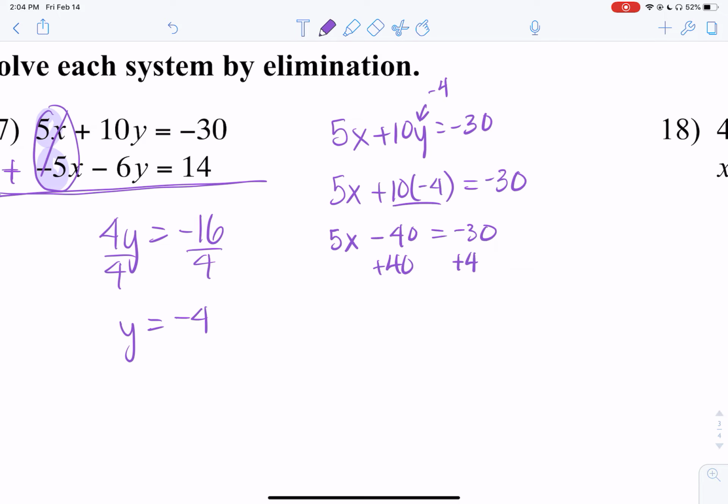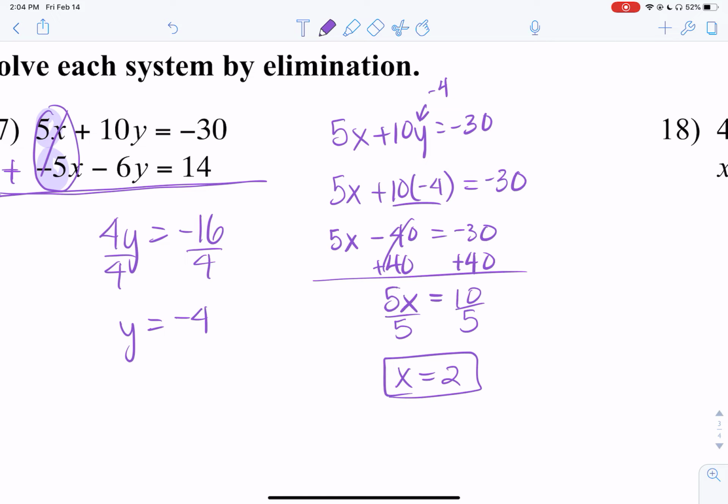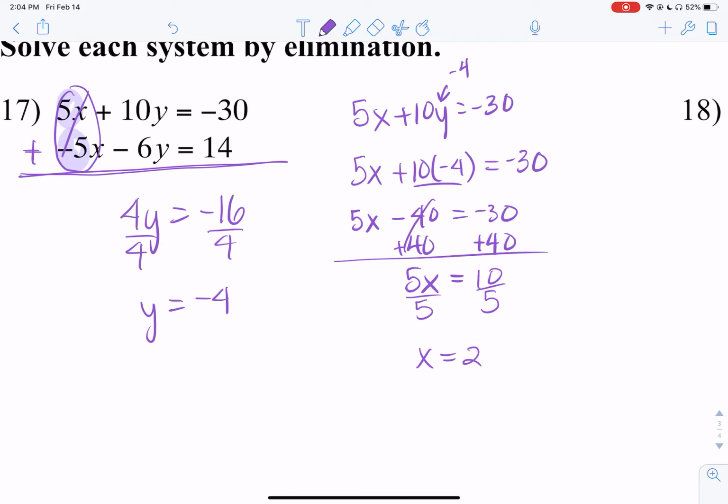And I solve this two-step equation. I add 40. That is 0. I bring down the 5x. Negative 30 plus 40, that's equal to positive 10. I divide by 5. And x is equal to 2. So there's your solution for x.